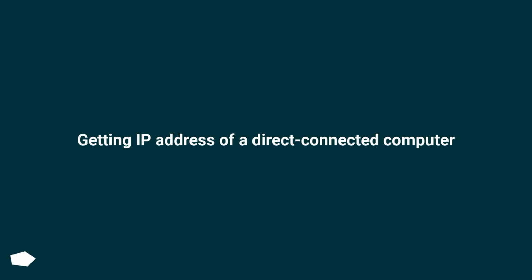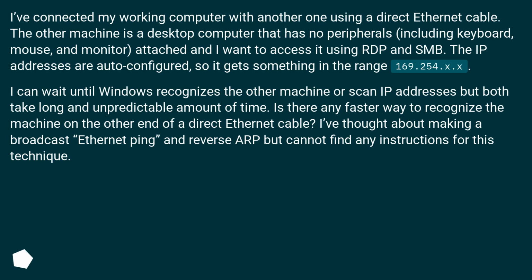Getting the IP address of a directly connected computer. I've connected my working computer with another one using a direct Ethernet cable. The other machine is a desktop computer that has no peripherals, including keyboard, mouse, and monitor, attached, and I want to access it using RDP and SMB.